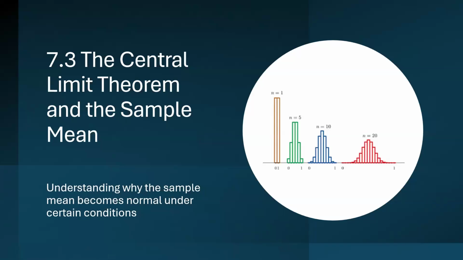Welcome to section 7.3, the central limit theorem, or CLT, arguably the most important theorem in introductory statistics. This powerful concept explains why the sample mean behaves so predictably when we take random samples, even from a population that doesn't look normal at all.